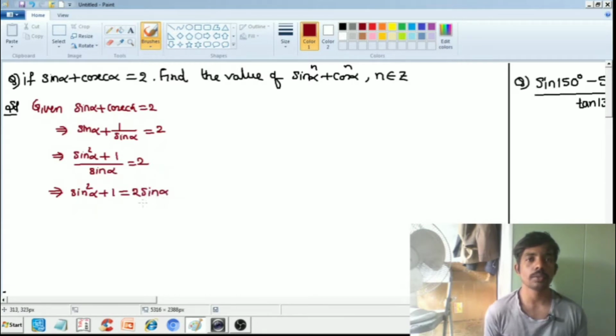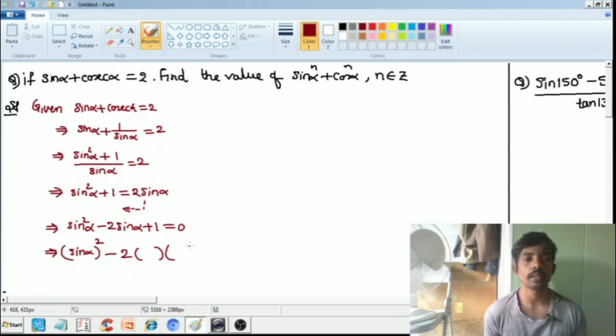Bring this sin alpha to the left hand side, then sin square alpha minus 2 sin alpha plus 1 is equal to 0. Now we have a quadratic equation in terms of sin alpha. Then we can simplify it: sin alpha whole square, I am writing, minus 2, here a square minus 2ab plus b square. B square is 1 square. A is sin alpha, B is 1.